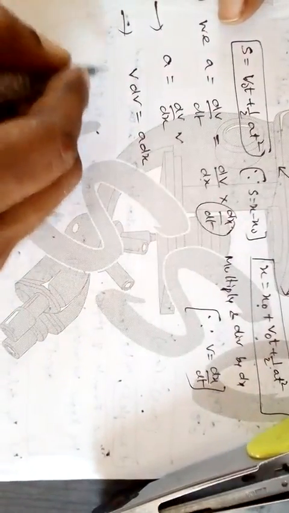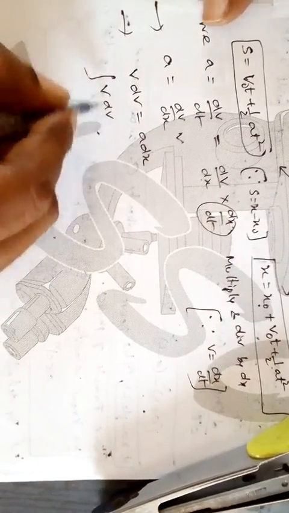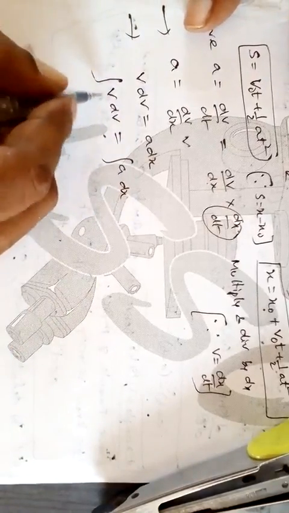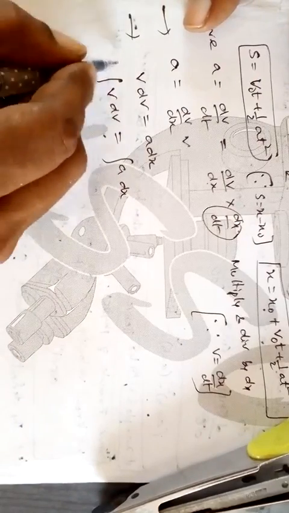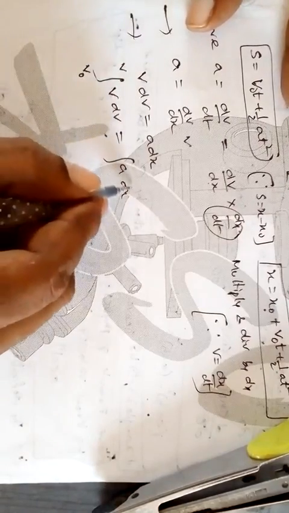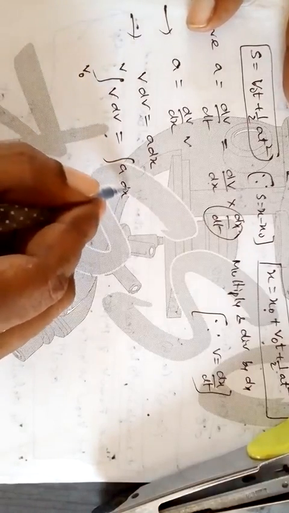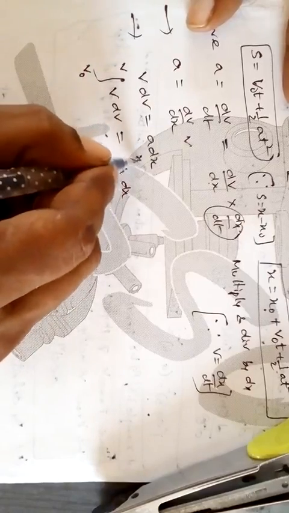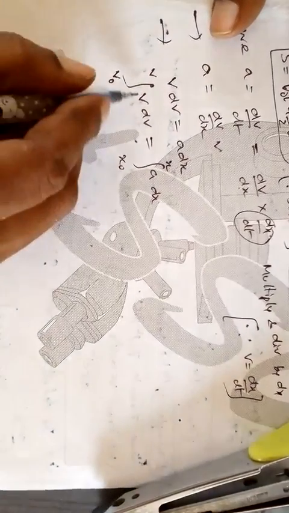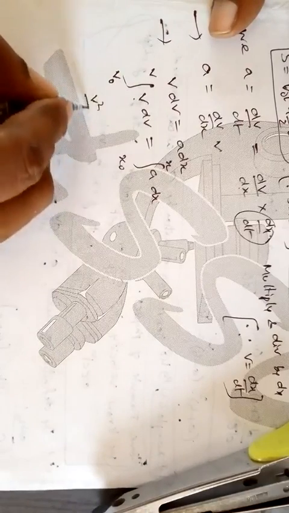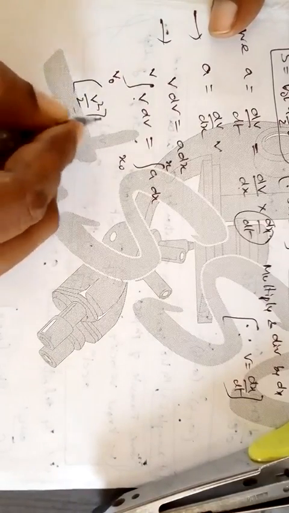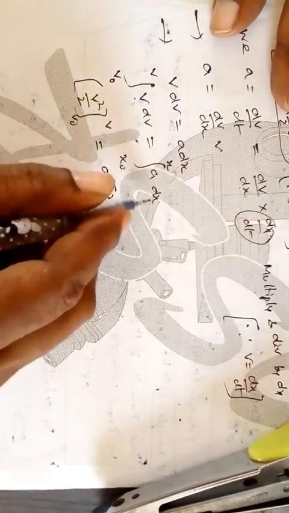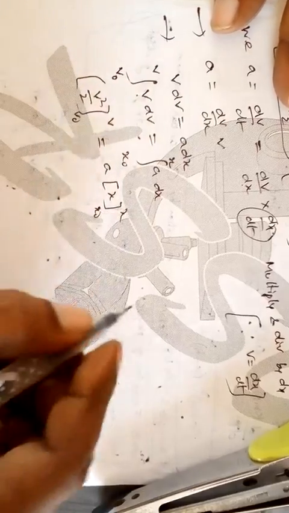Now we integrate this. Integral v dv is equal to integral a dx. What are the limits? With respect to velocity, initial velocity and final velocity. For displacement, this function is position, initial position x0, final position x. So the integral of v dv is v square by 2, limits v0 to v. With a outside, integral dx is x, limits x0 to x.